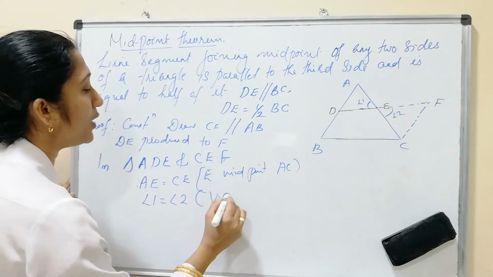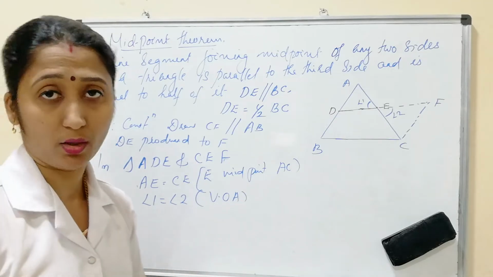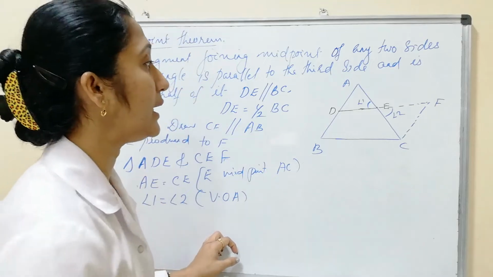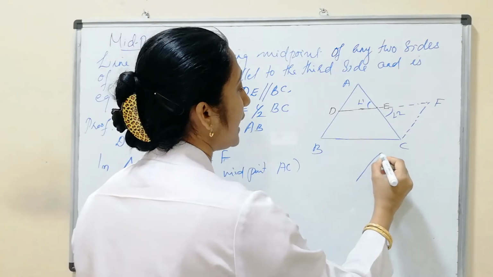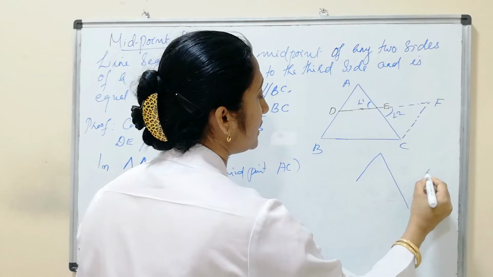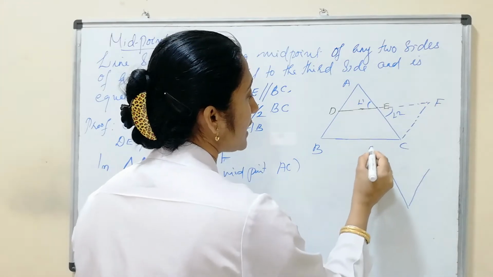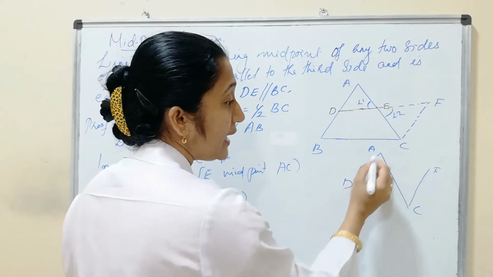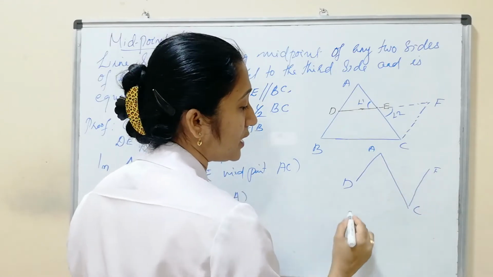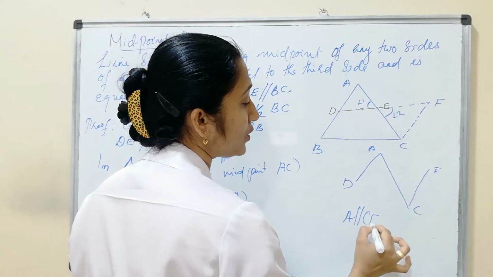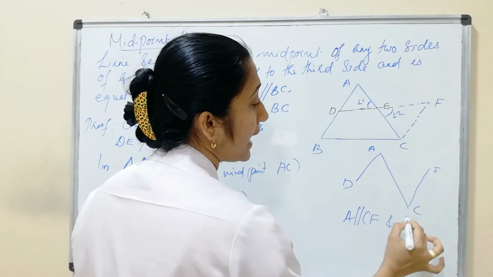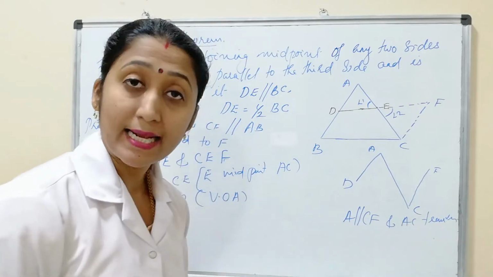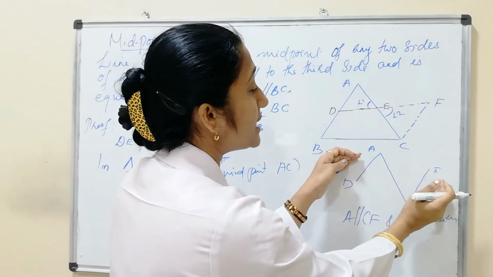That is, vertically opposite angles are equal. Okay. Then next, we have to take it here. This is A, D, C, F. See this, AD is parallel to CF, and AC is the transversal. So AD and CF are parallel.